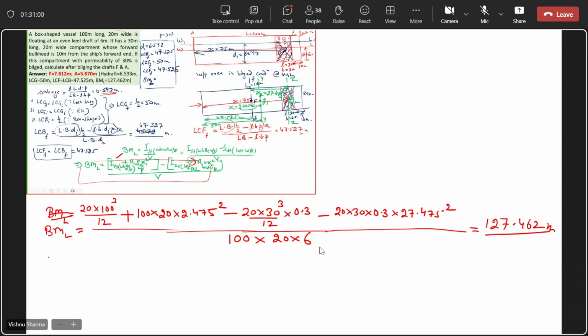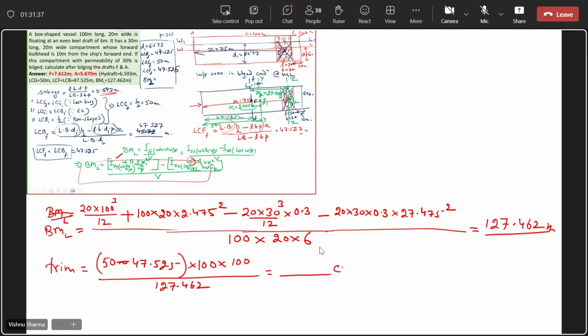So the trim in the bilged condition in centimeters will be LCB difference LCG. So 50 difference, or you can put minus, no problem. 525. This is LCG difference LCB because LCG is greater here. Into 100 into L. The L is 100, so another 100 for L divided by BML 127.462. And this will give you trim in centimeters. How many centimeters does it come, guys? 194.2.